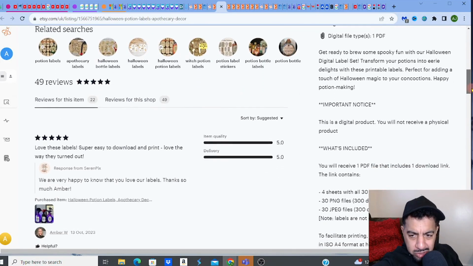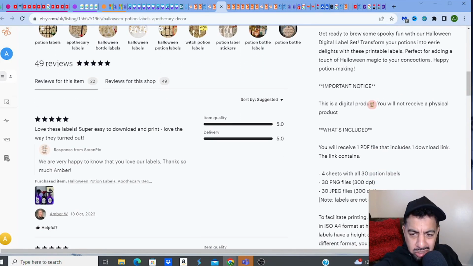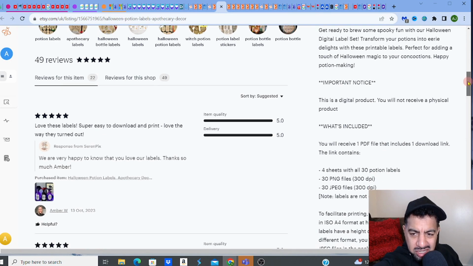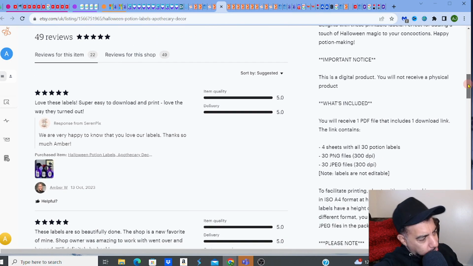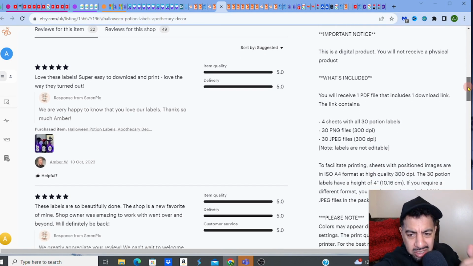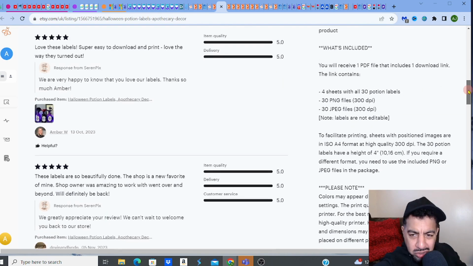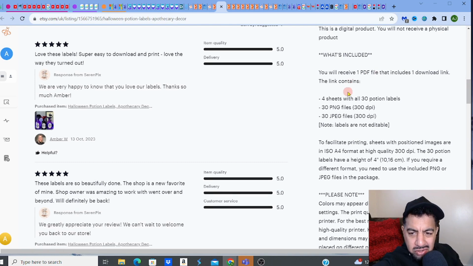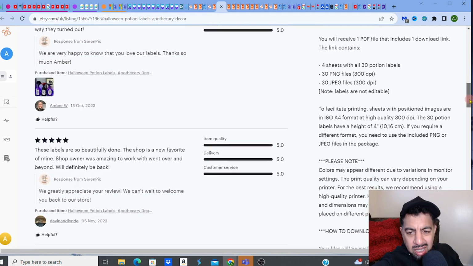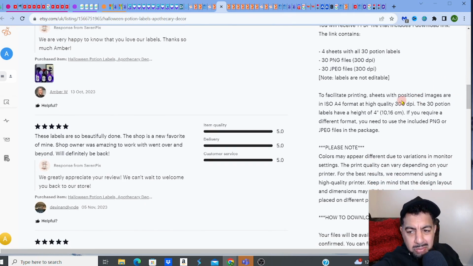Anyway, look, important notice, right? This is a digital product. You're not going to receive a physical one. Again, explaining what it is, what you get. Look, what's included: you're going to receive 4 sheets with 30 potion, 30 PNG files, 30 JPEG files, 300 DPI, not editable, to facilitate printing sheets, position images, ICO A4 format. It explains what format is best for it and what size.